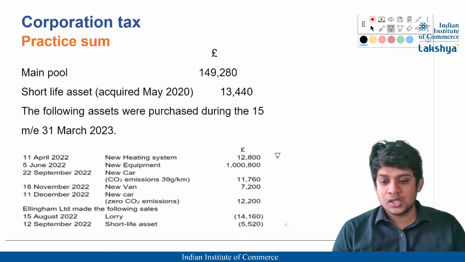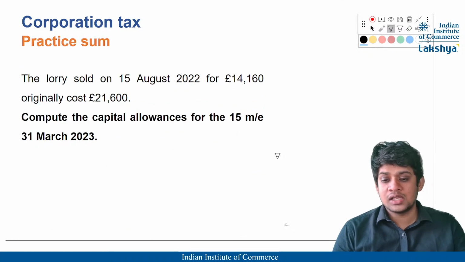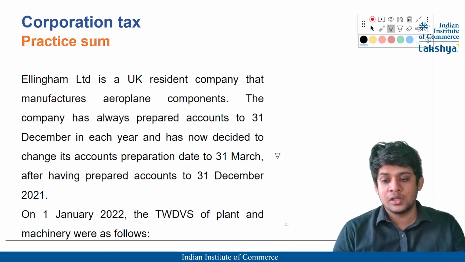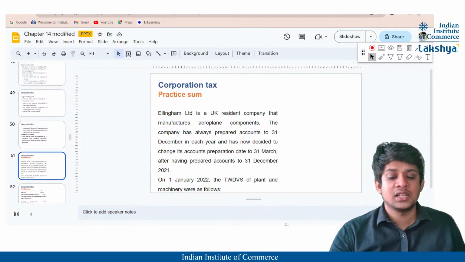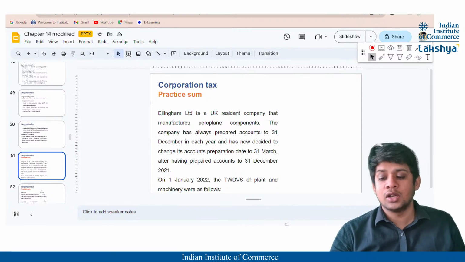Now let us solve this sum. Maybe through this sum you will get clarity on capital allowances. But before solving this sum, we'll take a break again of 5 minutes and then return with the remainder of the chapter.